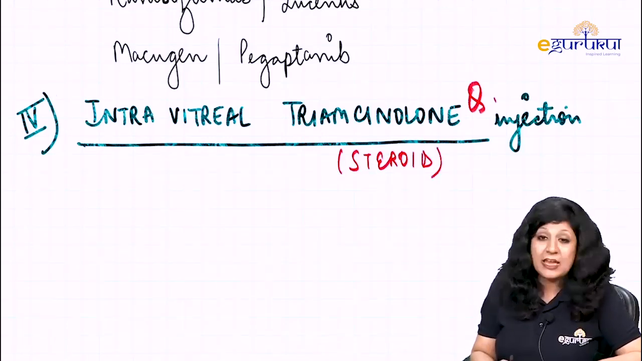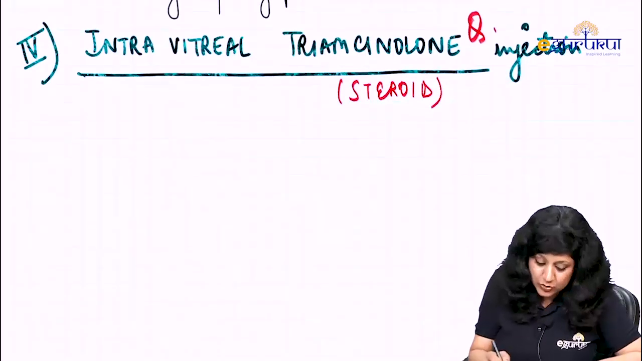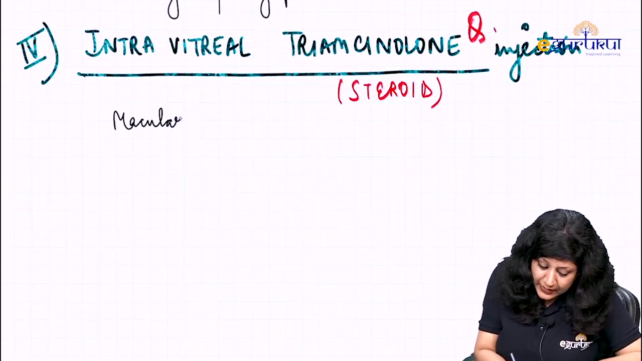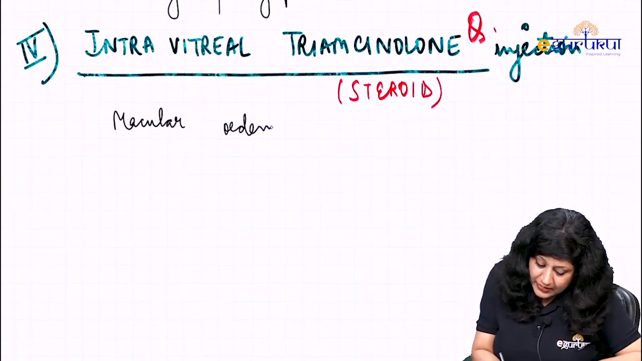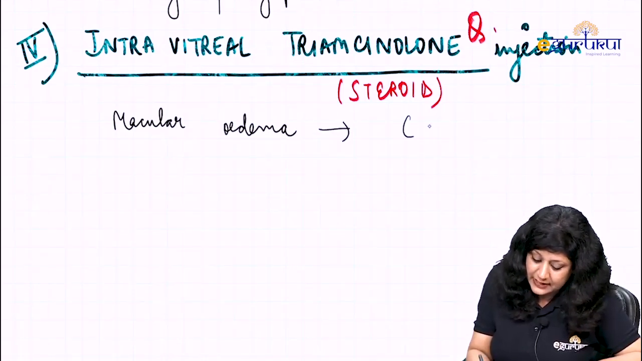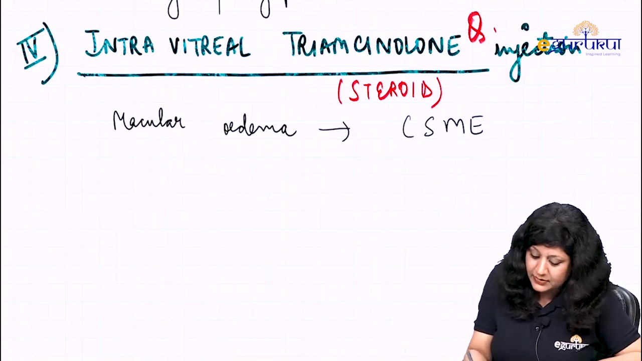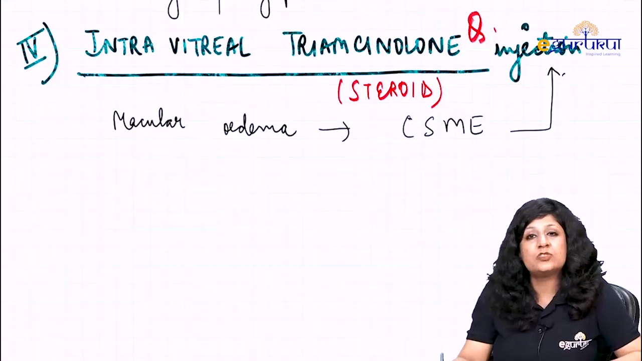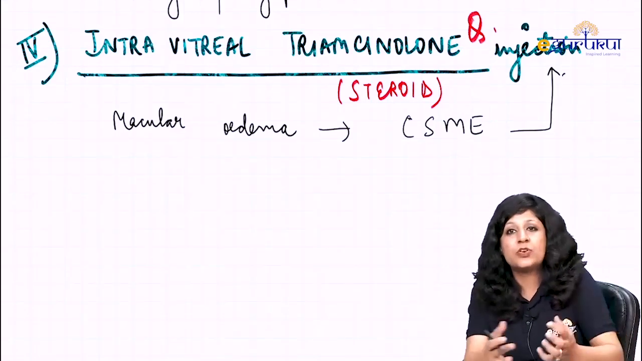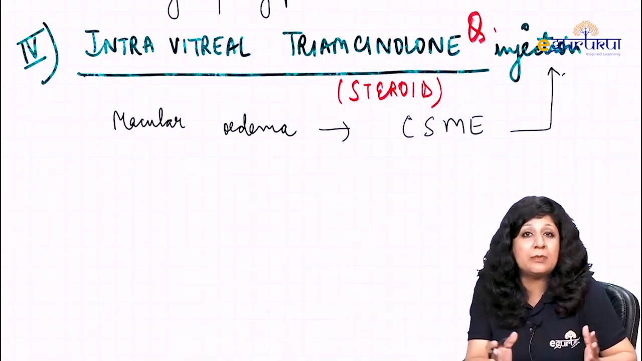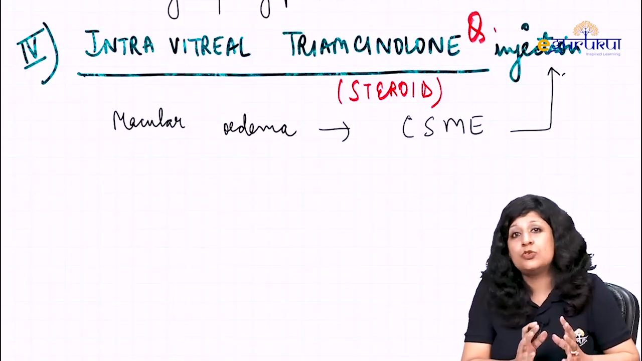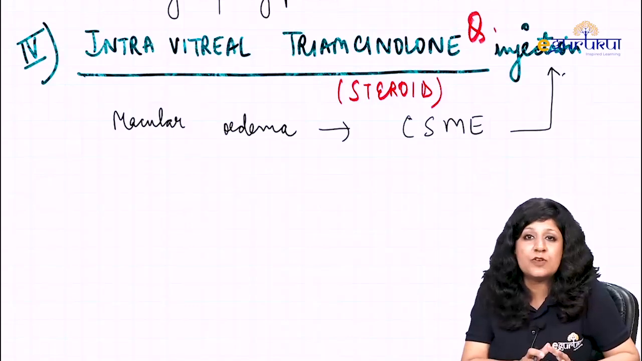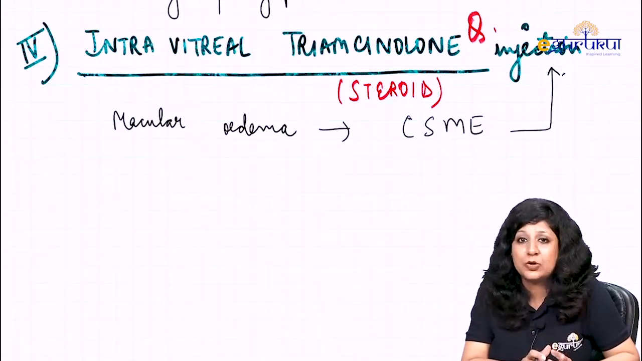Now, if I feel that the patient has macular edema, okay, and especially if it is clinically significant macular edema, then I should start with the intravitreal injection, so that I may be able to resolve this macular edema. I can limit the maculopathy, because you know that maculopathy is the most common cause of the diminution of vision in patients of diabetic retinopathy.